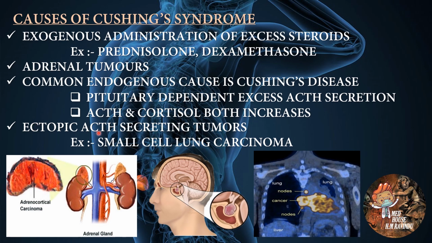Also, ectopic ACTH secreting tumors like small cell lung carcinoma can cause Cushing's syndrome. In this picture, you can see an adrenal tumor. In this picture, you can see a pituitary tumor, and here you can see small cell lung carcinoma.